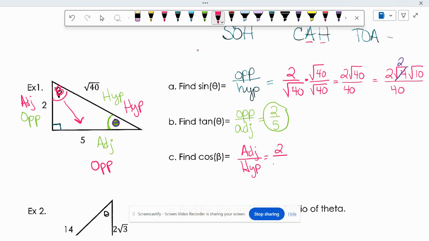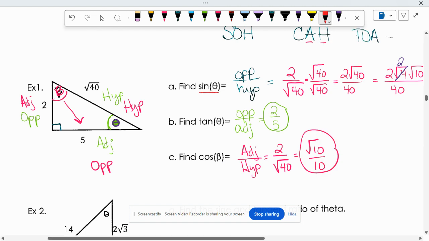And the hypotenuse? Didn't we already solve 2 times the square, or 2 divided by the square root of 40? Yeah, and we got the square root of 10 over 10. So the sine of theta has the same measure as the cosine of beta. Interesting. Well, hopefully you guys saw that.